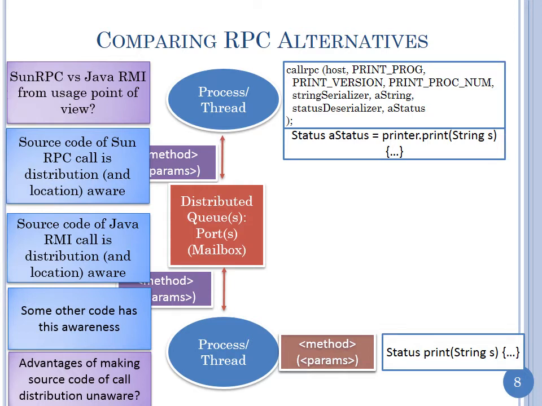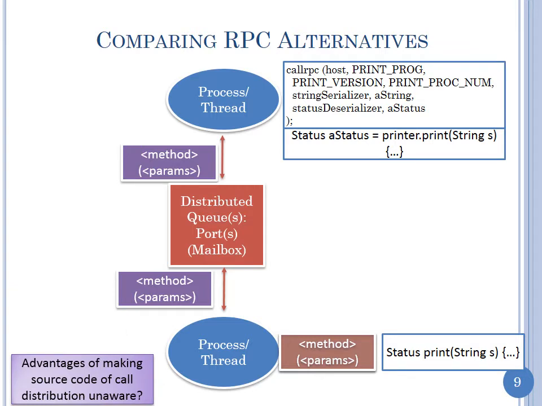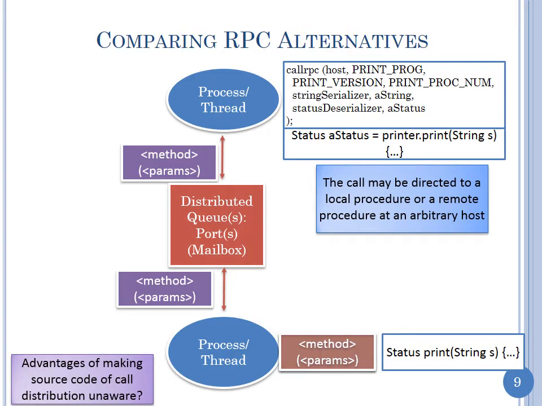As David mentioned, you can direct the call to an arbitrary host in the location unaware case, and you have to choose the host in the location aware case. But there's an even more subtle advantage. The call can be made locally in the location unaware case, because what you see there is the same syntax as you would use for a local call. So you could make it locally, or you could make it to an arbitrary host.